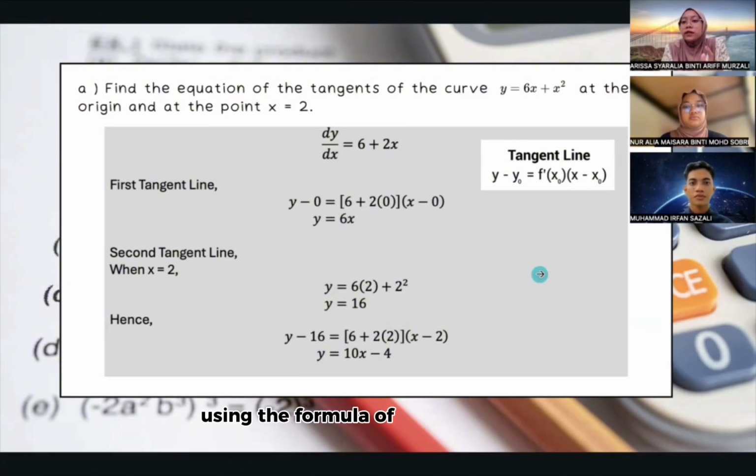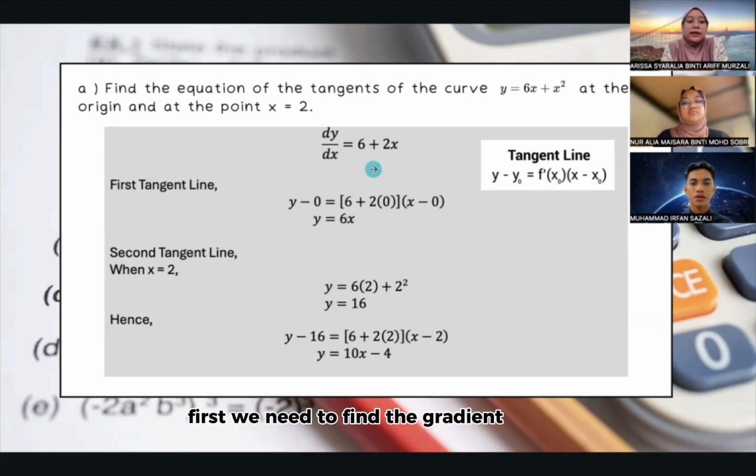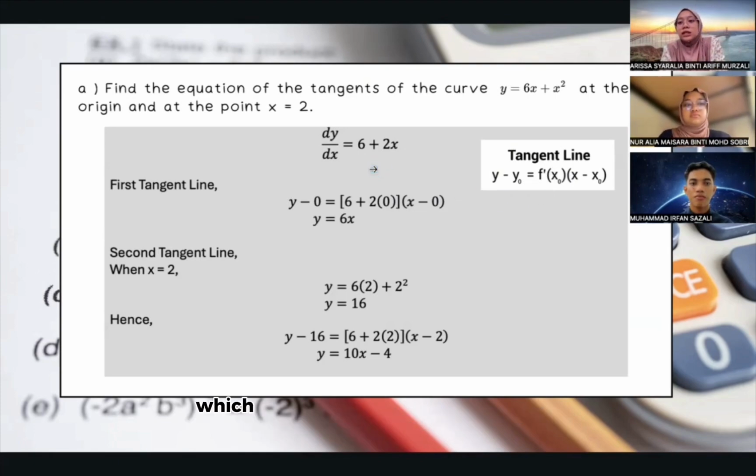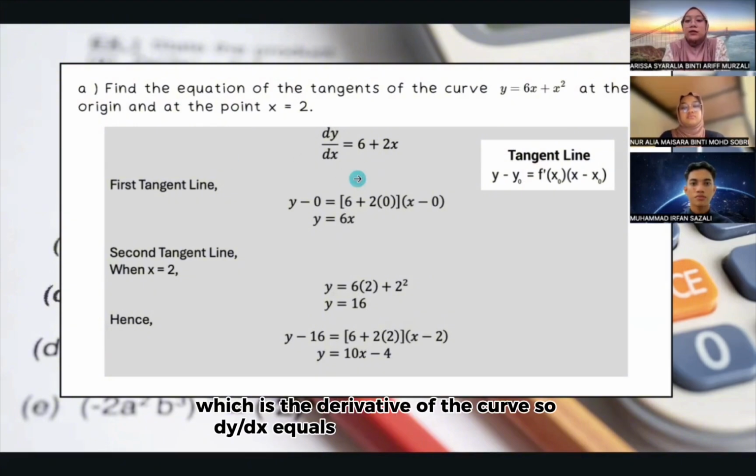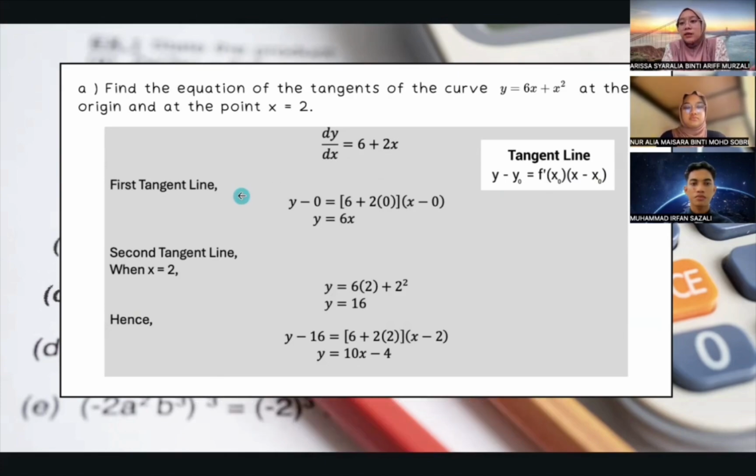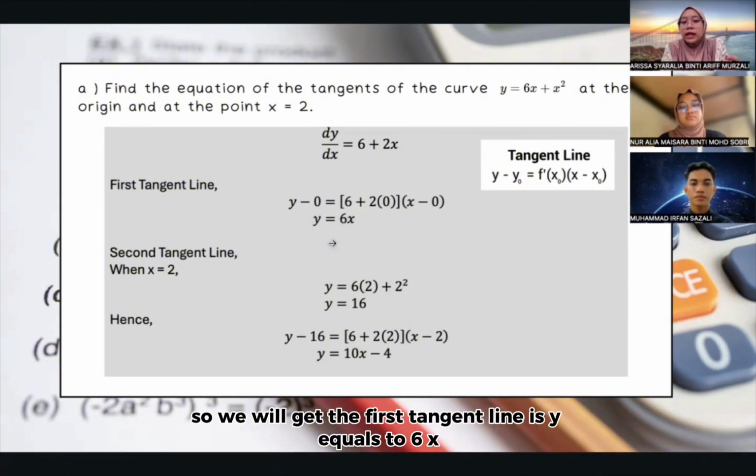Using the formula of the tangent line that I have put inside the slide here, first we need to find the gradient of the tangent. The derivative of the curve, dy/dx, equals 6 plus 2x. For the first tangent line, we just need to substitute the coordinate of the origin, which is (0, 0). So we will get the first tangent line, y equals 6x.